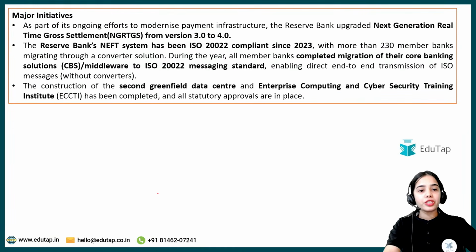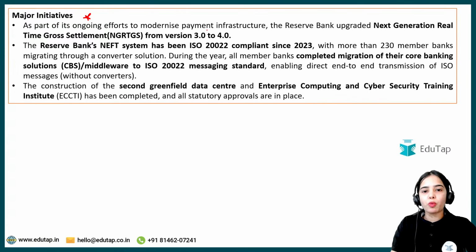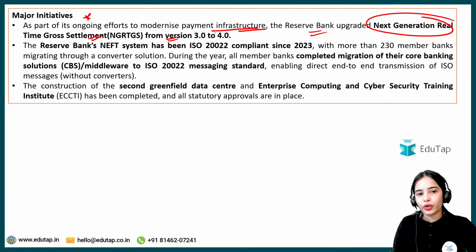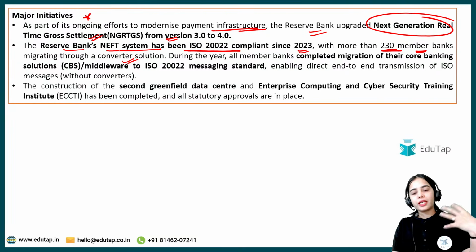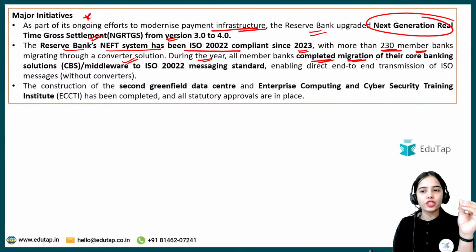Now, major initiatives. As part of its ongoing efforts to modernize payment infrastructure, the Reserve Bank upgraded the Next Generation Real Time Gross Settlement from version 3.0 to 4.0. The Reserve Bank's NEFT system has been ISO compliant since 2023, but the banks were not. So the 230 member banks were connecting to the NEFT system through a converter solution. Now, during the year, all the member banks have completed the migration of their core banking solution or middleware to the ISO messaging standard, and that's why they will be able to transmit directly to the NEFT system without the converters.